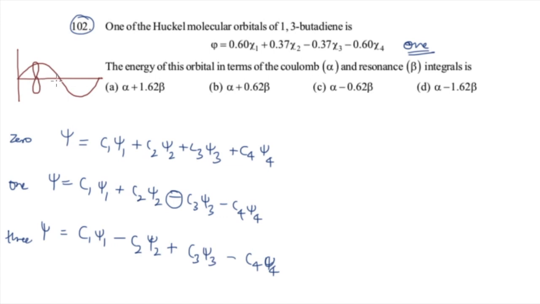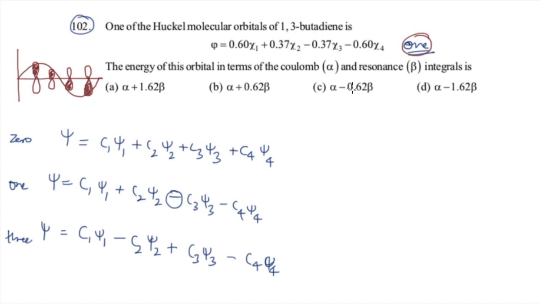This is your 0.6 chi1, then you will be having 0.37 chi2, okay, and then you will be having minus 0.37 chi3, and then you will be having minus 0.6 chi4. Okay, so where the positive signs are, this will be the shaded one, the positive lobes. So this is how they will look like. Okay, so over here, how many nodes did we get? We got 1 node for this particular molecule.